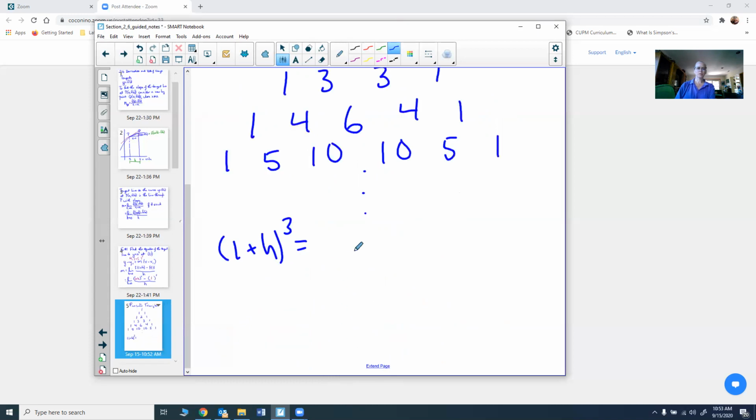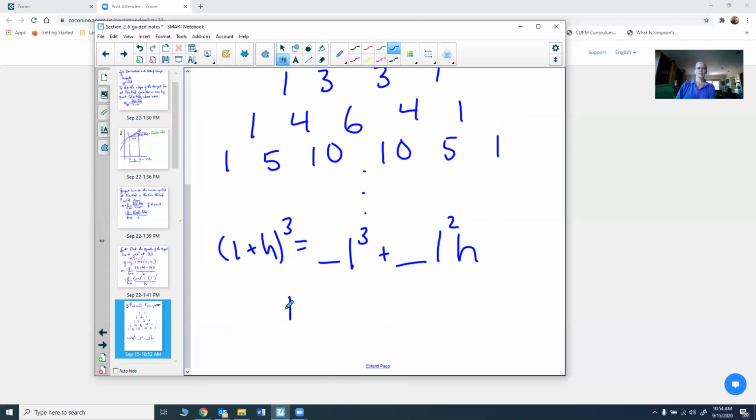1 plus h cubed will always multiply out as something times 1 cubed. Notice the 1 here and the 1 here. Plus something times 1 squared. We're going to reduce the power on the 1 by 1, and we're going to add in an h. So h was to the 0, which is why there's none there. Now h is to the first.